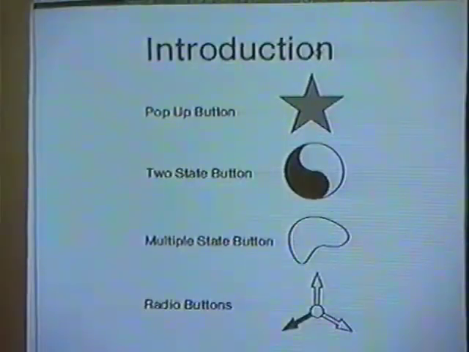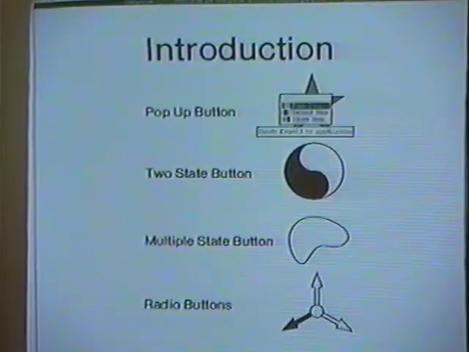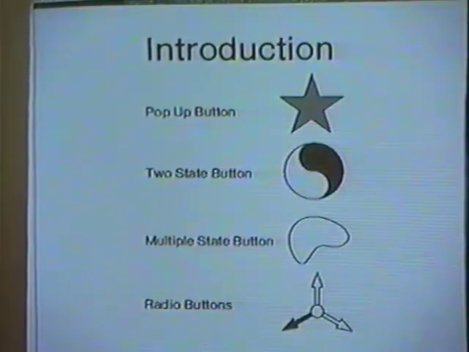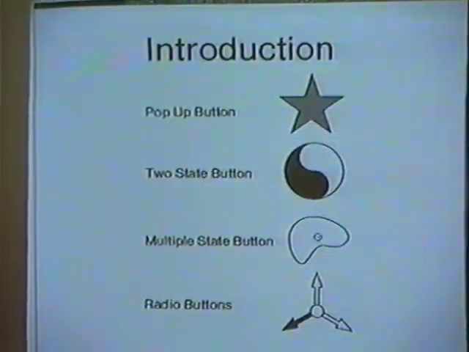In this picture, we have applied button properties to some objects in the Gargoyle illustration system. Clicking in the star causes a pop-up menu to appear. The yin-yang picture makes an unusual two-state button. This Gargoyle object uses three different interior colors to display its internal state. And the arrows in this figure are a group of radio buttons.